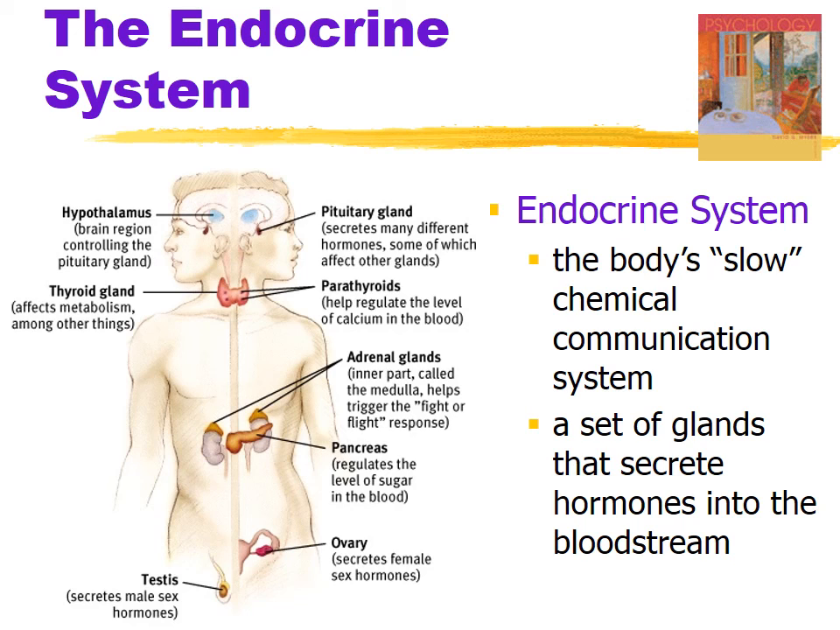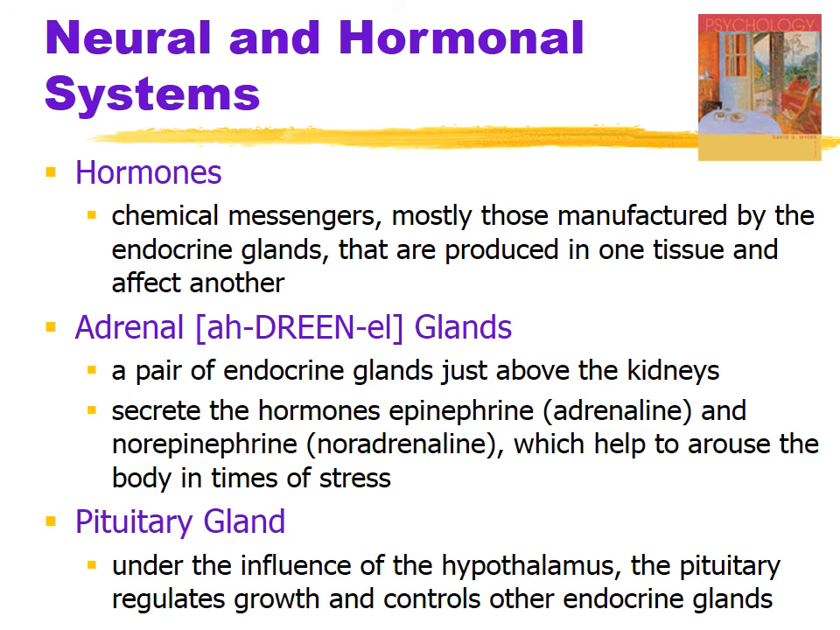The master endocrine gland is the pituitary gland. And you can see described some of the main aspects of the hormonal system, the endocrine system, right here.